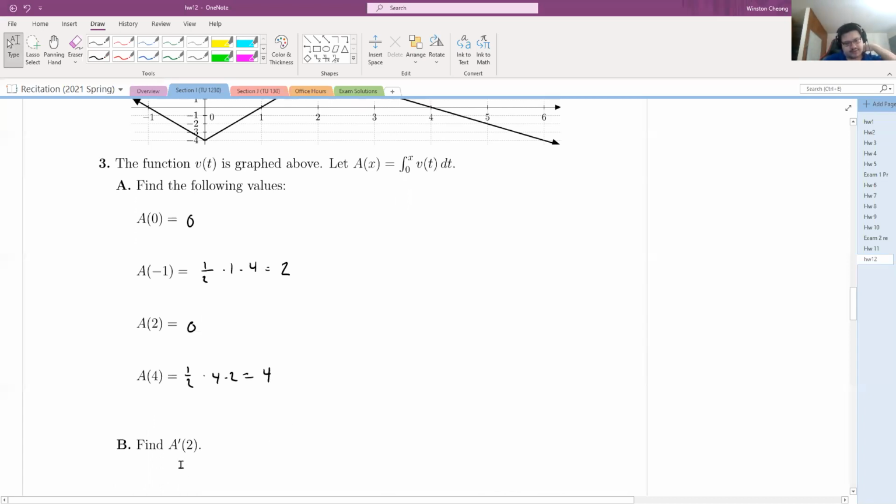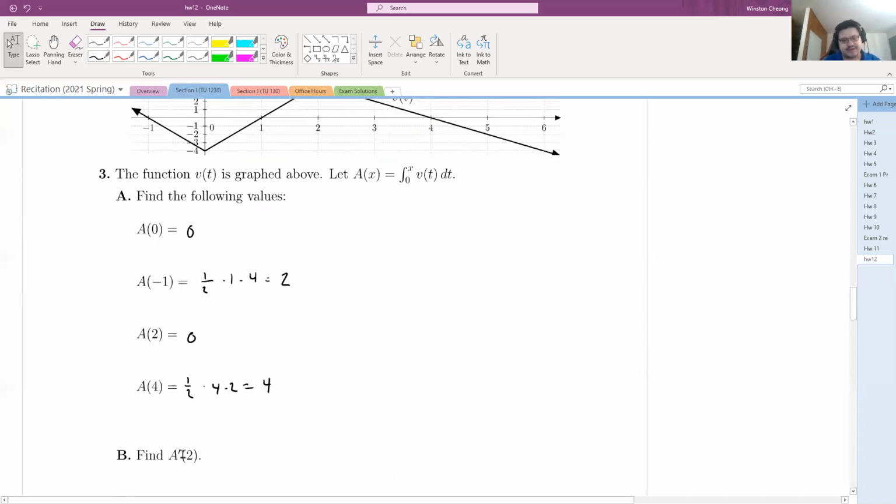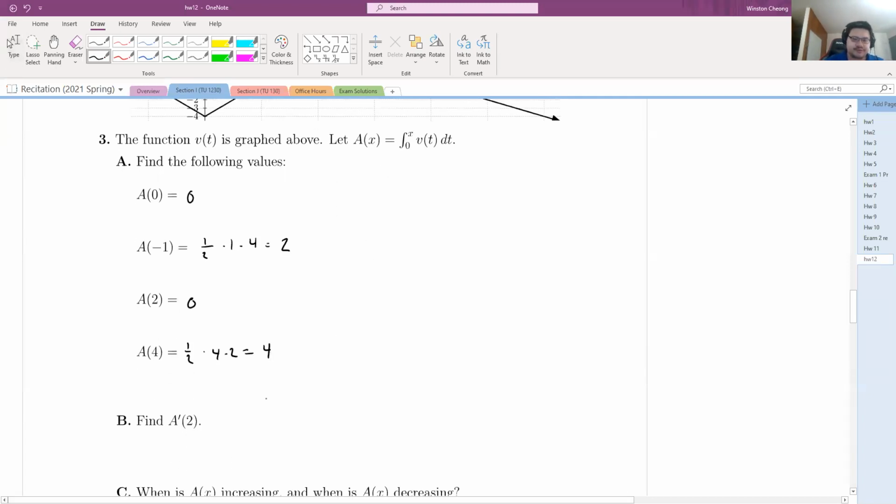Now part B, notice now, this is asking about the derivative and then plugging in. So the derivative, we can do some work. We can write some things. So we should start with A prime of x. And the thing is that A prime of x, that's d/dx of this integral.